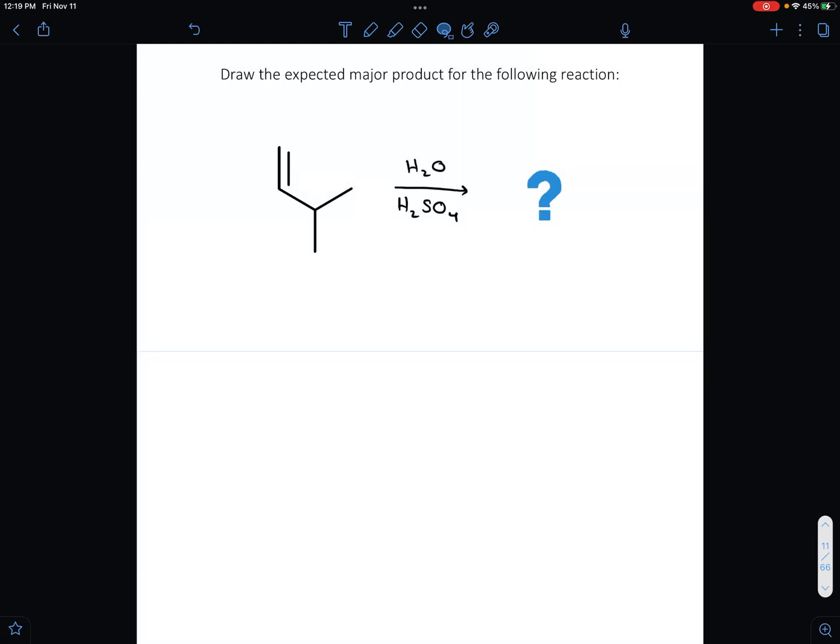Okay, so you've memorized the reactions and now you're trying to apply them. And as you apply them, when you look at these problems, you want to identify three things. What are you adding? Where are you adding it? And how are you adding it?